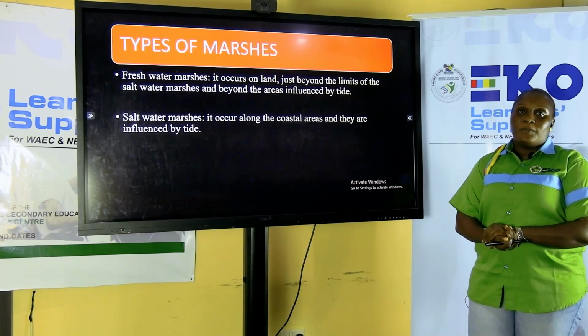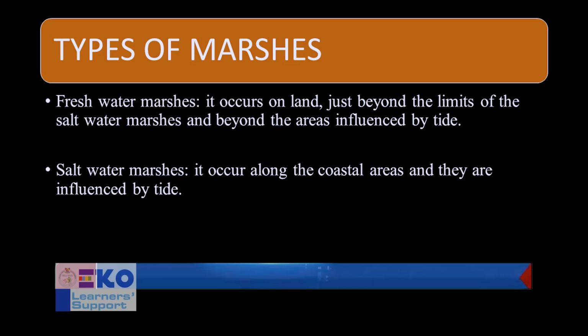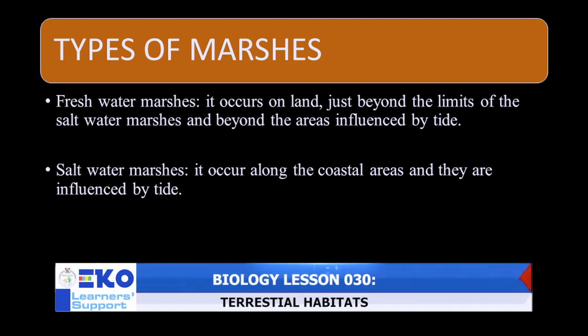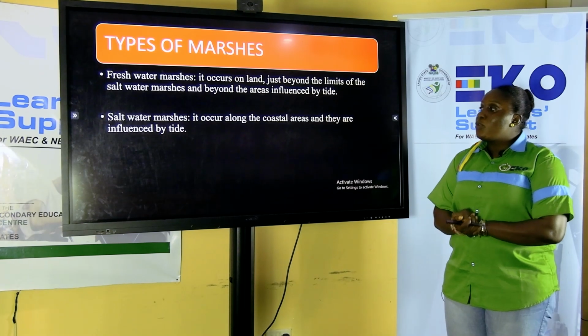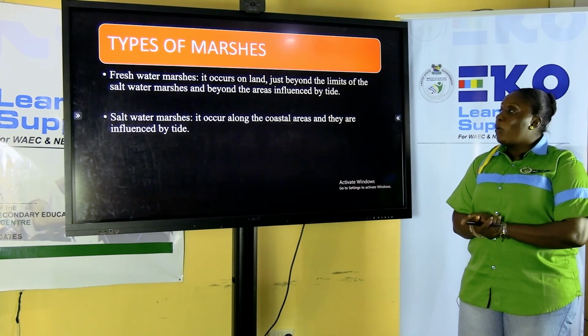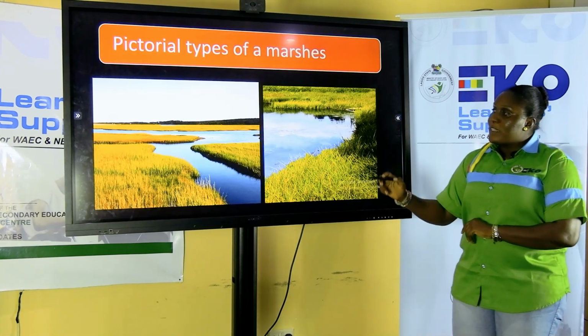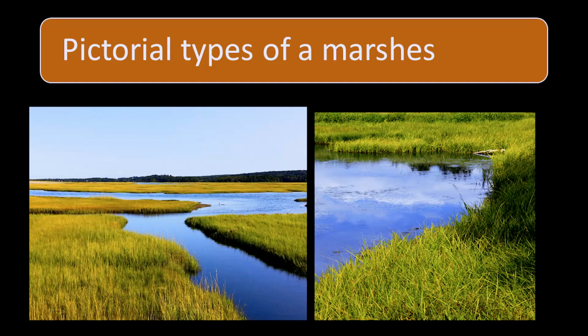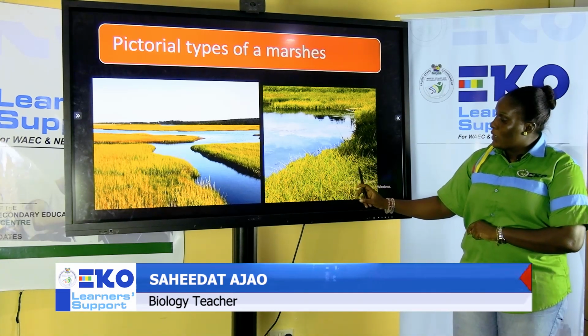Let's look at the types of marshes that we have. The marshes are divided into 2. We have freshwater marsh and saltwater marsh. Freshwater marsh occurs on the land just beyond the limit of the saltwater marshes and beyond the areas influenced by the tide, while the saltwater marsh occurs along the coastal area and is influenced by the tide. So this is a diagram of the types of marsh. This one here is the salt marsh, while this is the freshwater marsh.